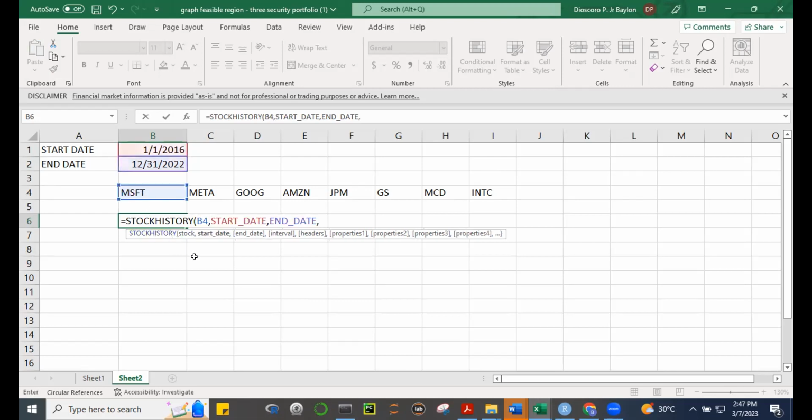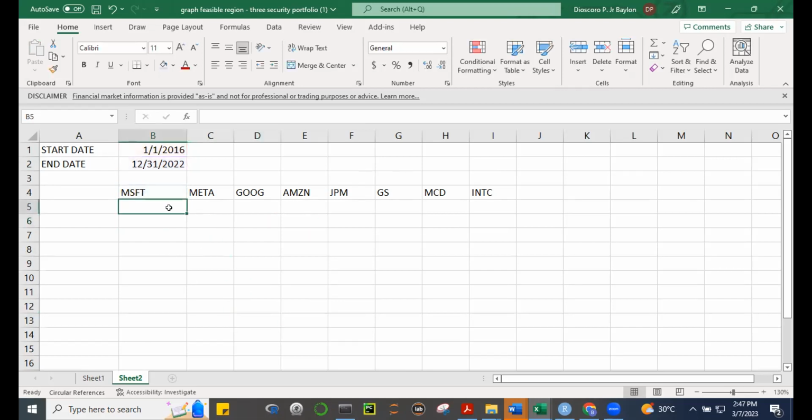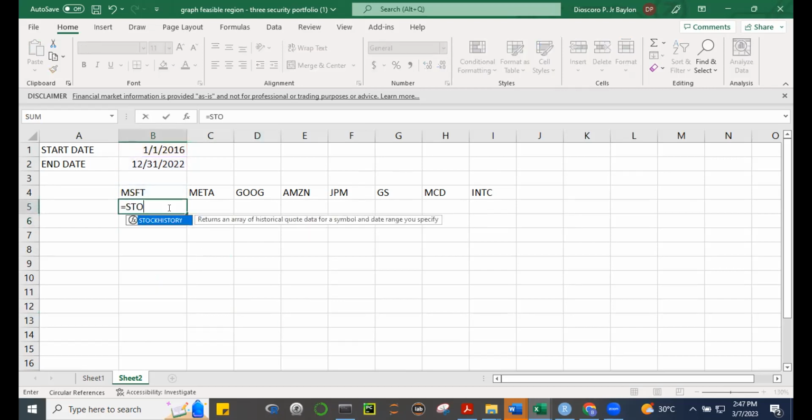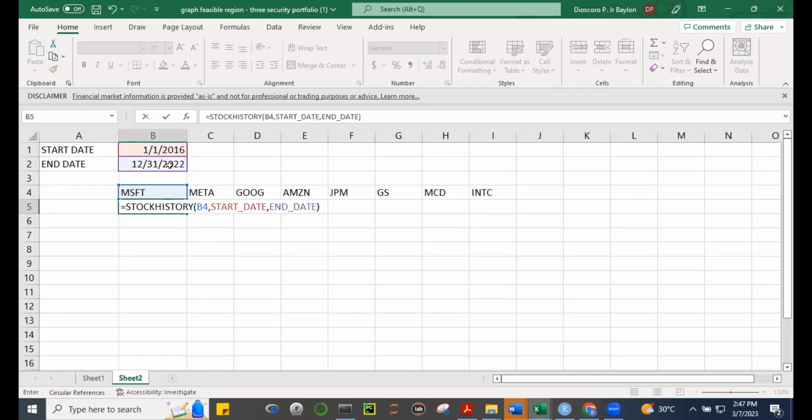So we first have to link it to the stock that we want. Okay na to. So is equal to stock history. All right. Stock is Microsoft. Start date, end date. Close na muna natin. Control enter.